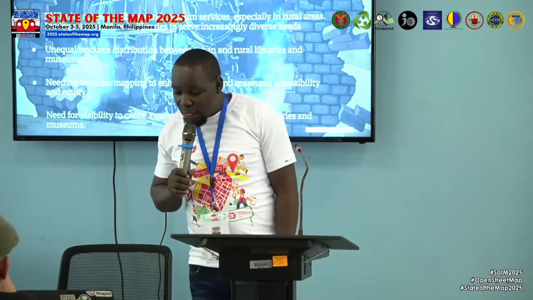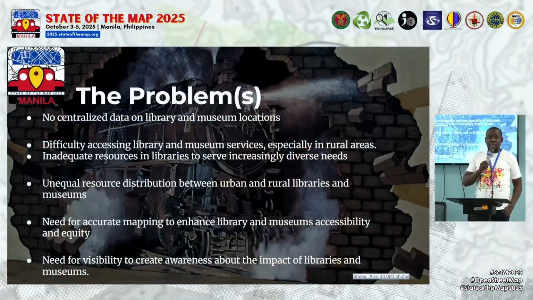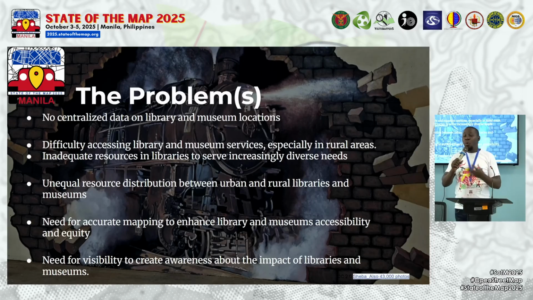There was also a need for accurate mapping and enhanced library and museum accessibility, which I talked about, and also a need for visibility. You will see that some of the products we provided were embedded on the National Library's website, and also on the Uganda Community Museums Association website.